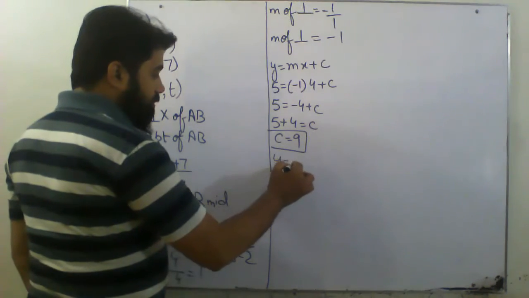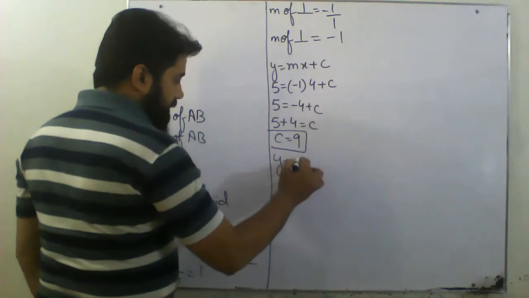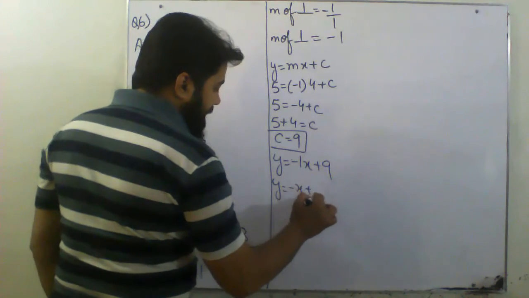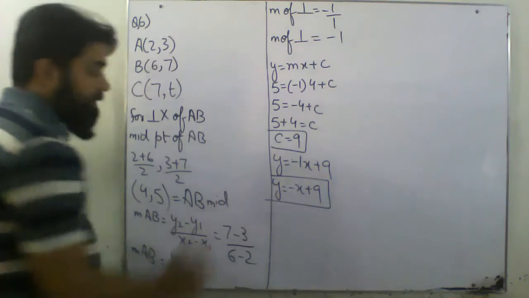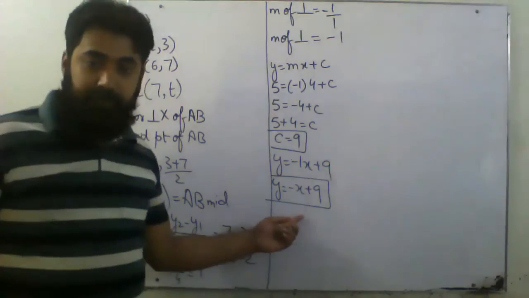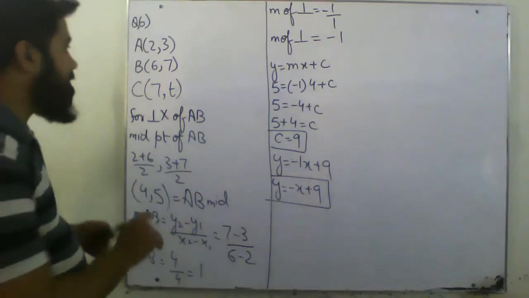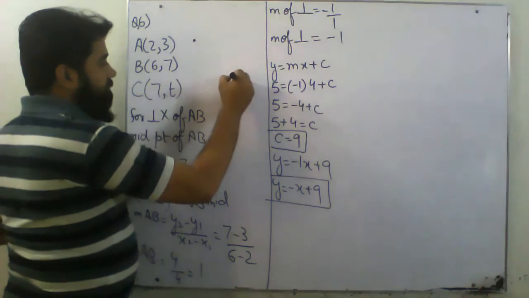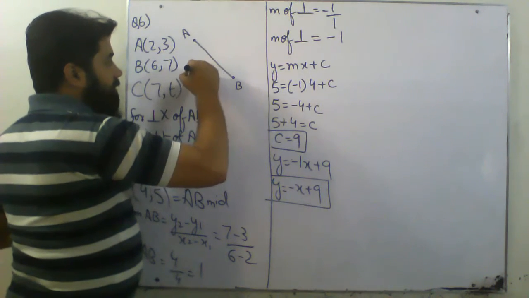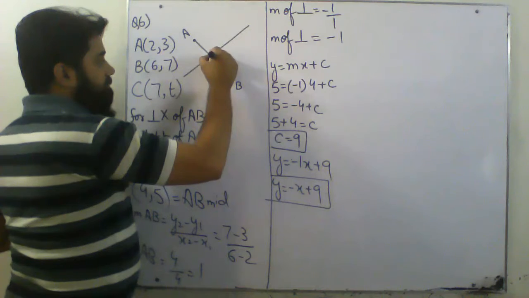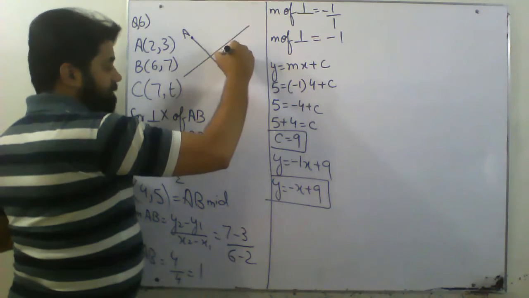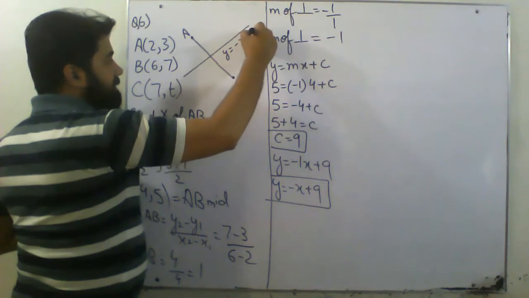So y equals m, that is minus 1, x plus 9. So y equals minus x plus 9 is the equation of the perpendicular bisector of AB. For the line joining A and B, the equation of the perpendicular bisector is coming y equals minus x plus 9.